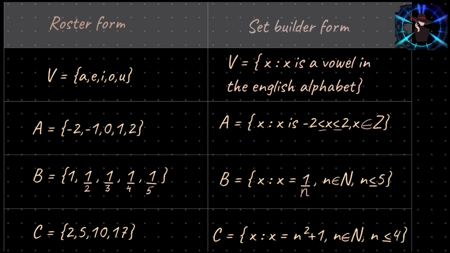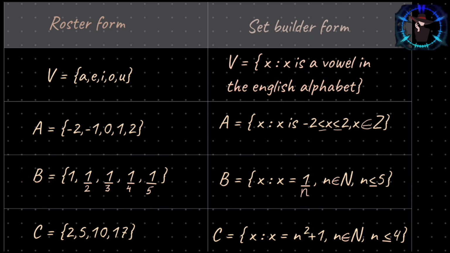Here Z means integers, because we have negative values, so we are taking integers. This symbol is known as "belongs to". We need to specify where these numbers belong, where the elements of a set belong. So it belongs to integers, whereas the earlier one belongs to the English alphabet.